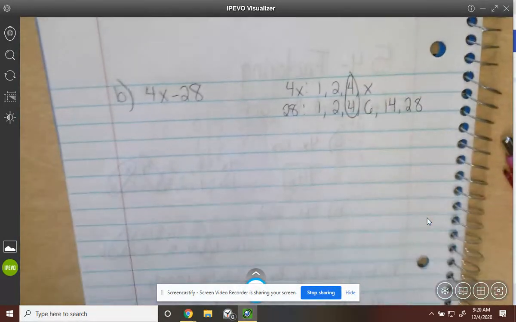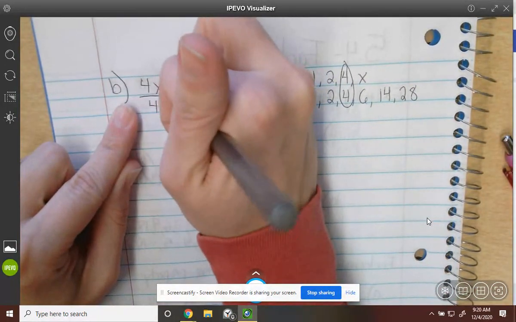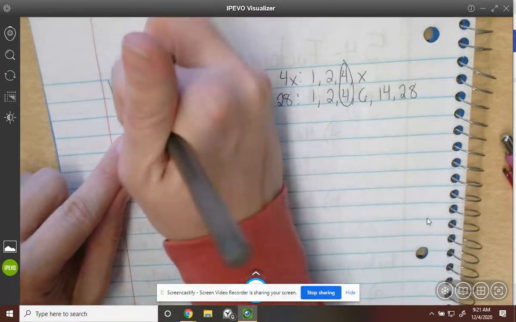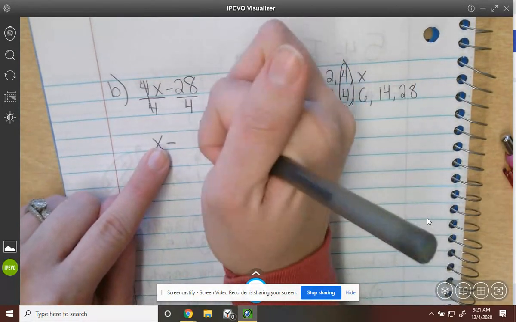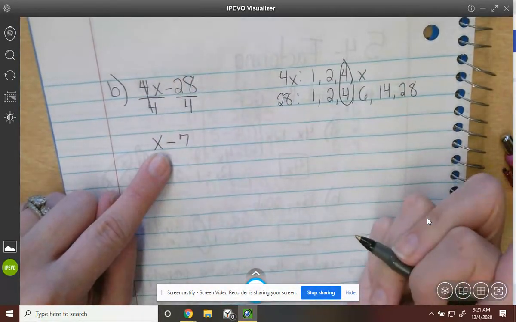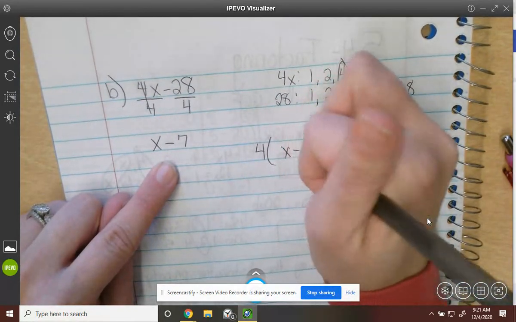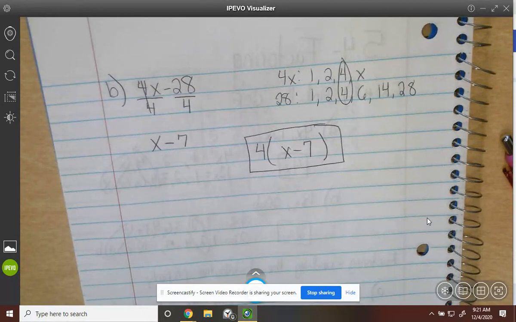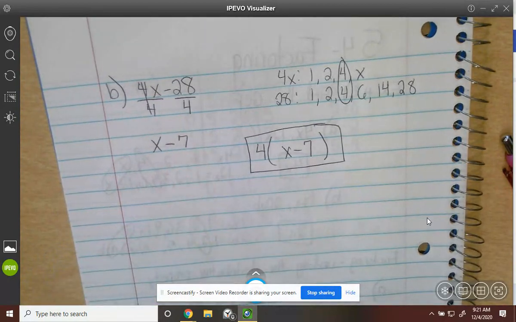So my biggest one is 4. So I'm going to take my GCF and I'm going to divide it by both pieces here. What's the biggest number I can take out of both of these evenly? 4. That turns to x. And then I just drop my minus sign down. That would be a negative 7. So now my GCF goes on the outside of parentheses. This part goes on the inside. And I have my answer. I factored it. Check my answer, make sure it's right. That would give me 4x minus 28. So I got the right answer.